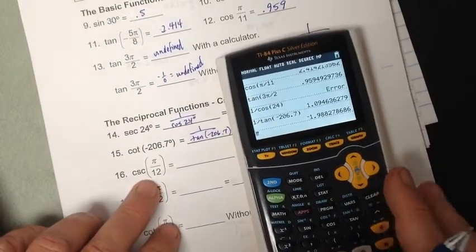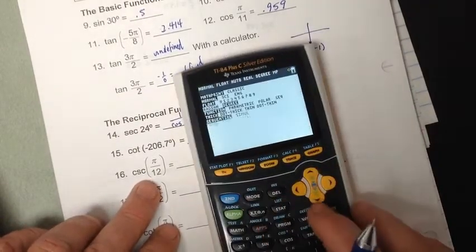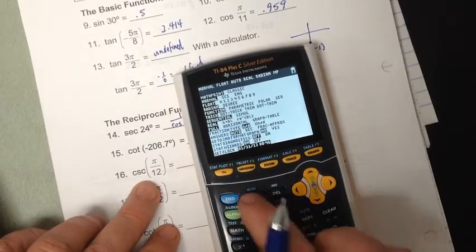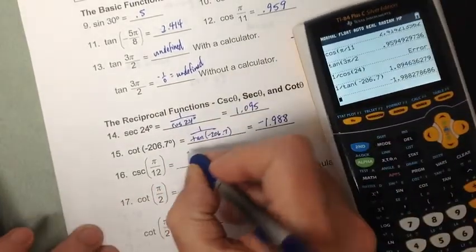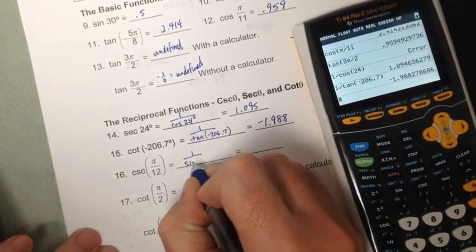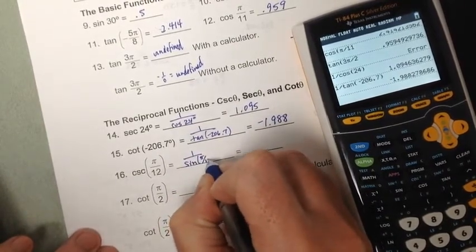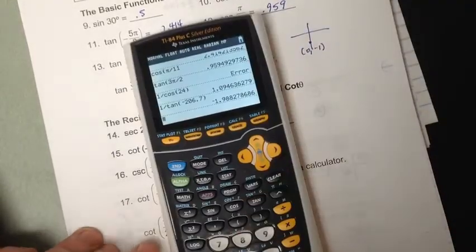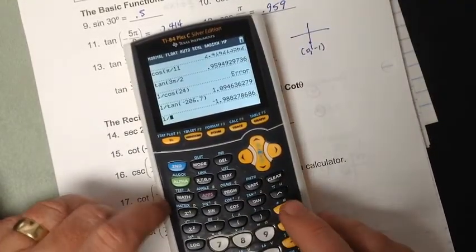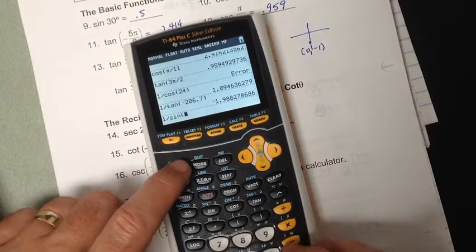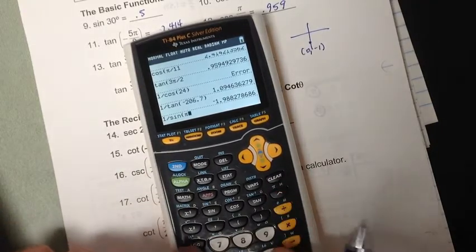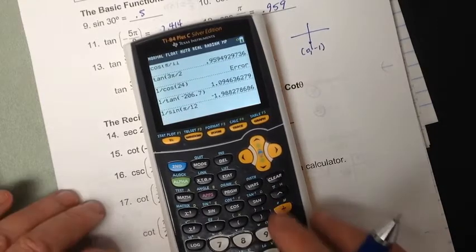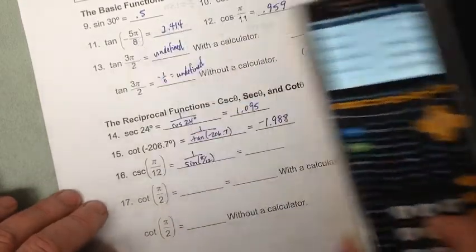All right, cosecant pi 12ths, remember, change it back to radians, second mode. Cosecant's reciprocal of sine, 1 over sine of pi 12ths. So 1 divided by sine of pi, second caret, pi divided by 12, 3.864.